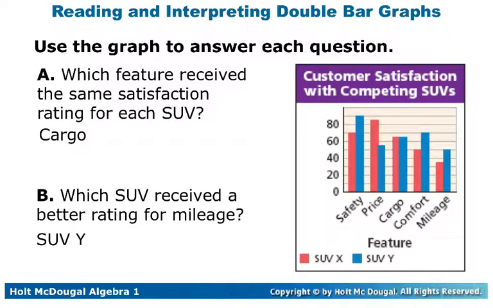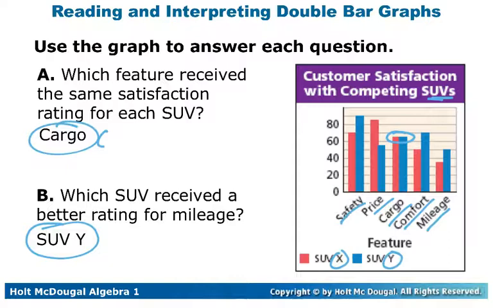SUV X and SUV Y. So we're comparing SUVs, meaning sport utility vehicles, and we're comparing these two. We're not naming them, so just SUV X and SUV Y there. On their price, cargo, comfort, safety, mileage, all that good stuff. So, which feature received the same satisfaction rating for each SUV? We're trying to find out which bars are very close together. So that's going to be cargo. Oh, I already answered it. And this one already has this answer, so let's just make sure it's right.